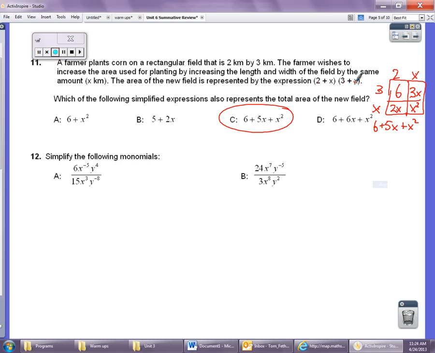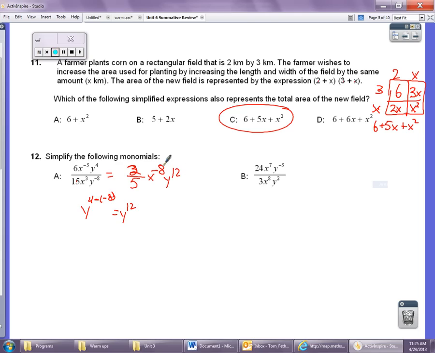Question number 12, simplify the following binomials. Well, to simplify these, we look at our two numbers. Well, 6 and 15, we can simplify, divide them both by 3. 6 divided by 3 is 2. 15 divided by 3 is 5. And now with our x's, we want to subtract the exponents. Negative 5 minus 3 is going to give me x to the negative 8. And then with my y, subtract 4 minus negative 8, which is going to give me y to the 12th.